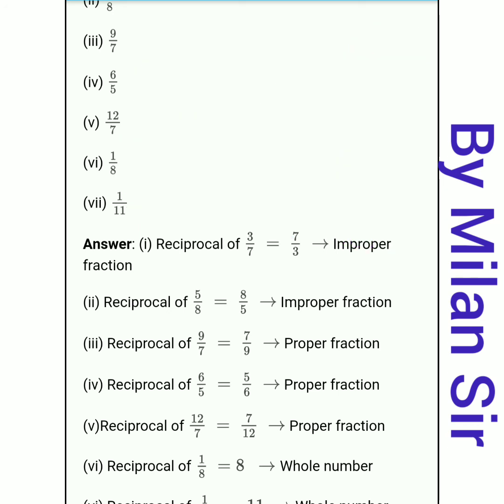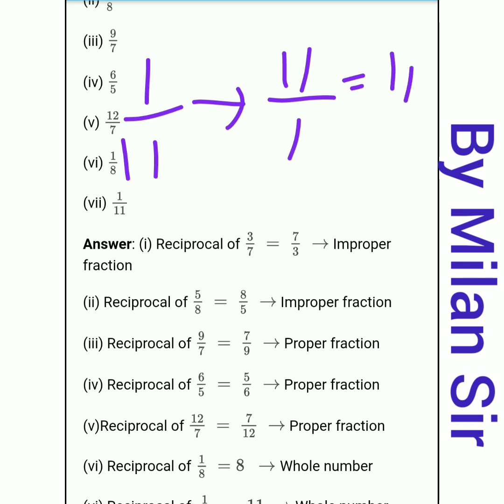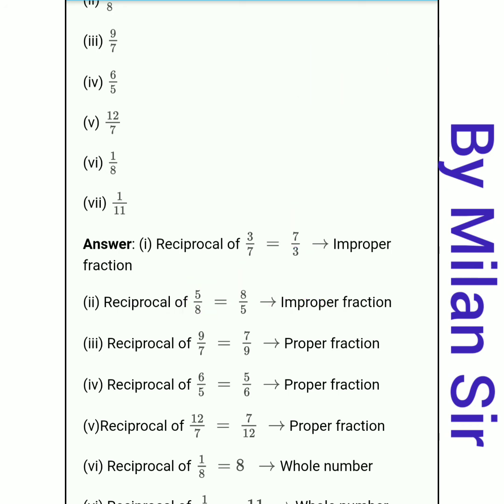Okay. Then question number 7, 1 by 11. So 11 divided by 1, right? Reciprocal of 1 by 11 is 11 by 1. 11 by 1 means 11, right? So again 11 is a whole number. So reciprocal of 1 by 11 is 11, and 11 is a whole number. Okay. Thank you.